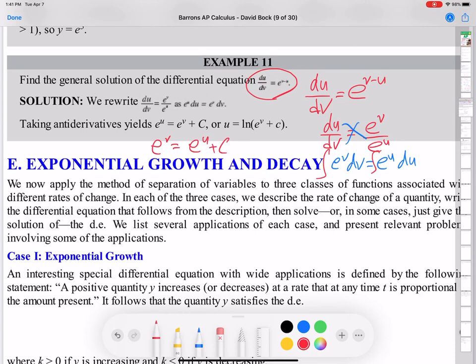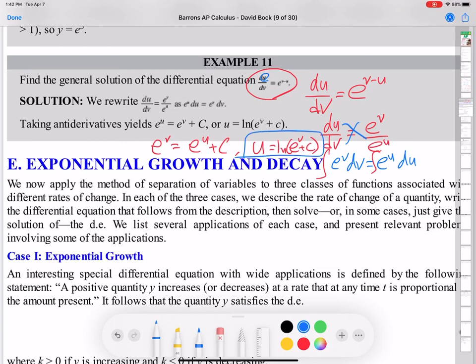Or you can change it. e to the u equals e to the v plus c, same thing, right? So if you want to solve in u equals form, that's u equals ln of e to the v plus c. Or v equals ln of e to the u plus c. But in this case, u is kind of y, right? dy over dx is usually given. In this case, du over dv is given. So solving for u is better than solving for v. Anyway, this is the final answer.